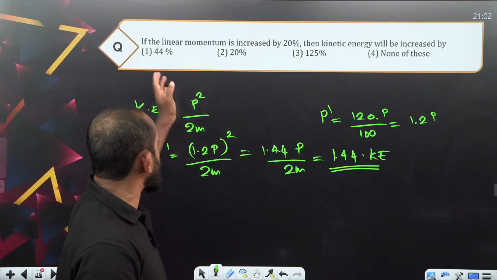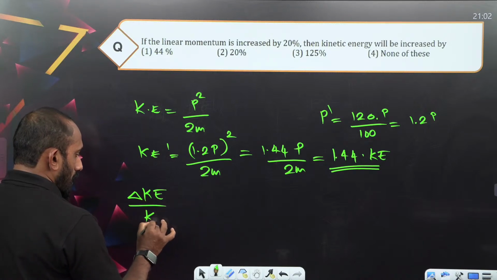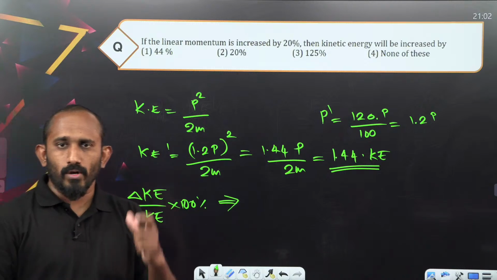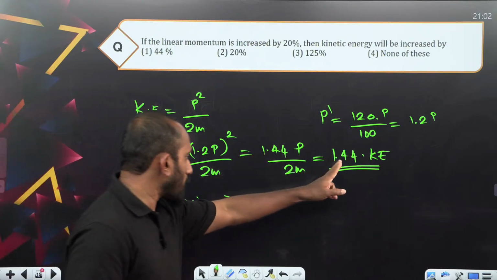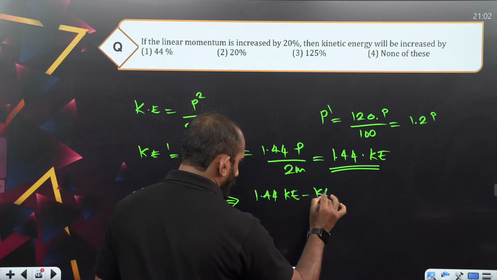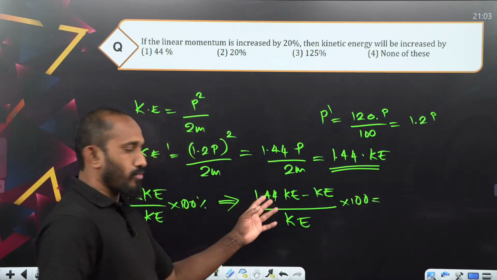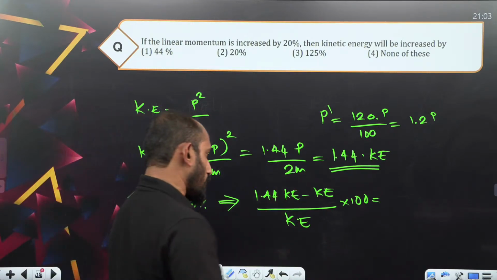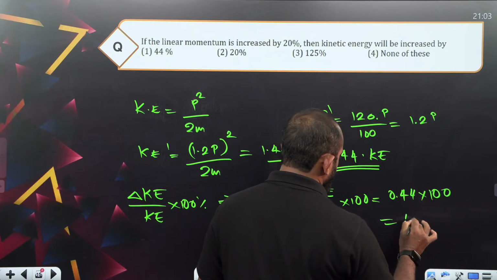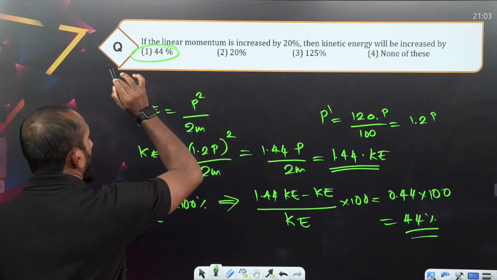Then we have to find the percentage change actually. So percentage change will be delta KE by KE into 100%. That's the percentage change: change by original into 100. So the change will be 1.44 KE minus the original KE, divided by the original KE, into 100. That is 1.44 minus 1, that is 0.44, into 100, that is 44%. The answer will go to option number 1.